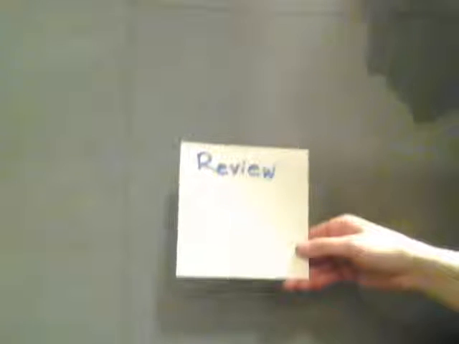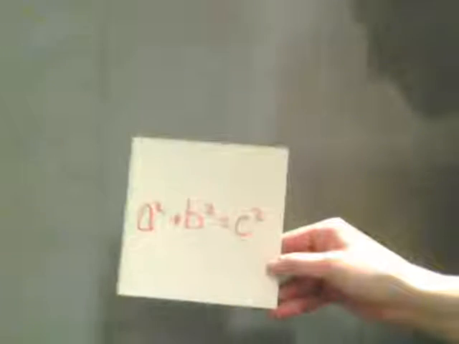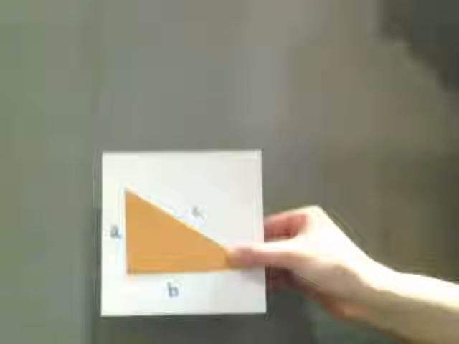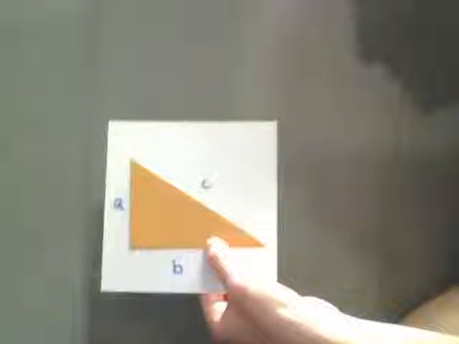You should all be familiar with what the Pythagorean theorem states, and that is a squared plus b squared equals c squared. Now, what does this mean? For any given right triangle with legs a and b, the sum of the legs squared, a squared plus b squared, is equal to the hypotenuse squared, which is c squared.